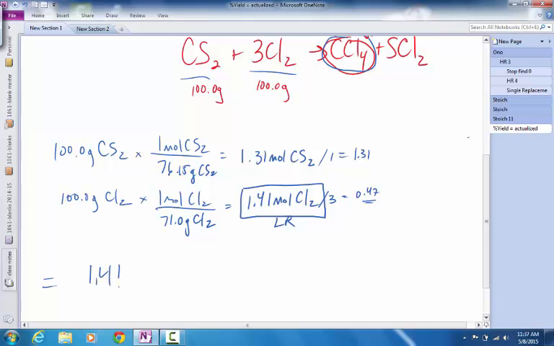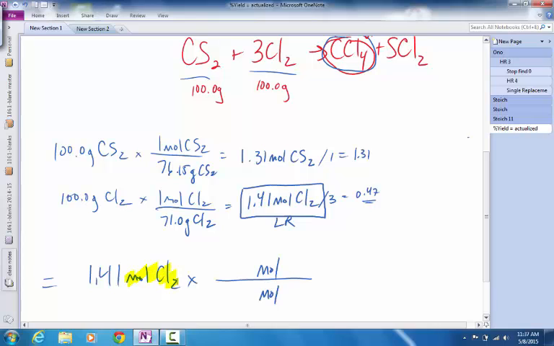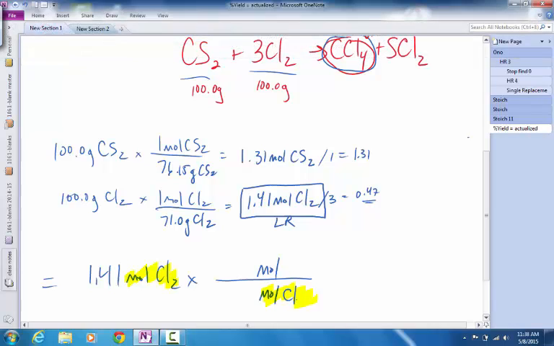So you would have started with 1.41 moles of chlorine. Time to do the stoich. Do the stoich as moles over moles. Remember, what you want on top is what you want on the bottom. So moles of chlorine on top, so moles of chlorine on the bottom. So you want to make sure you follow that.